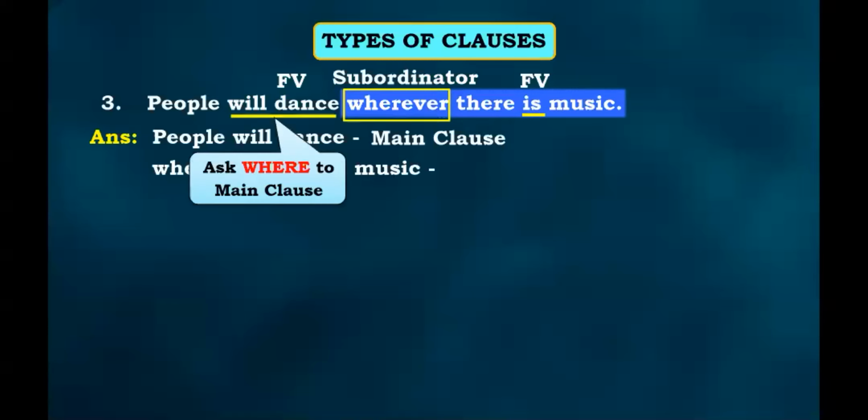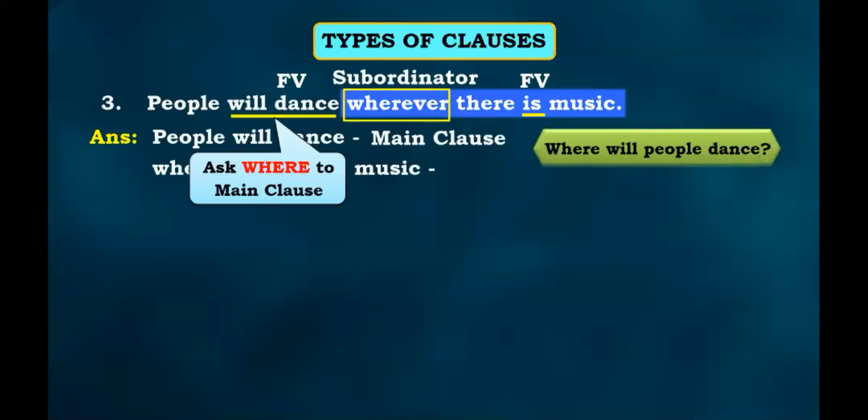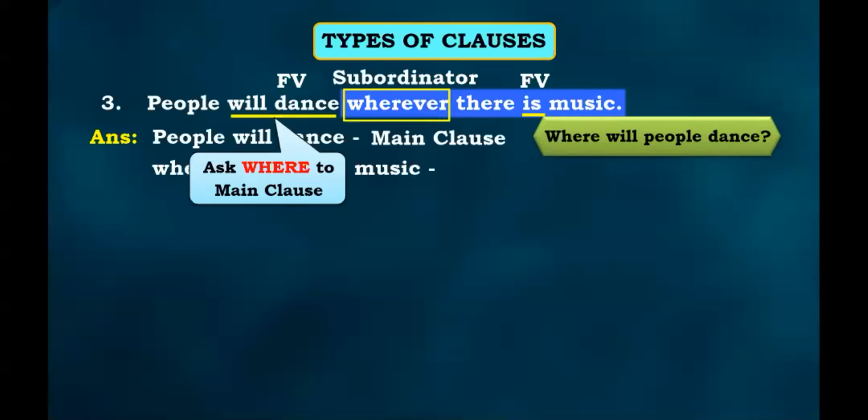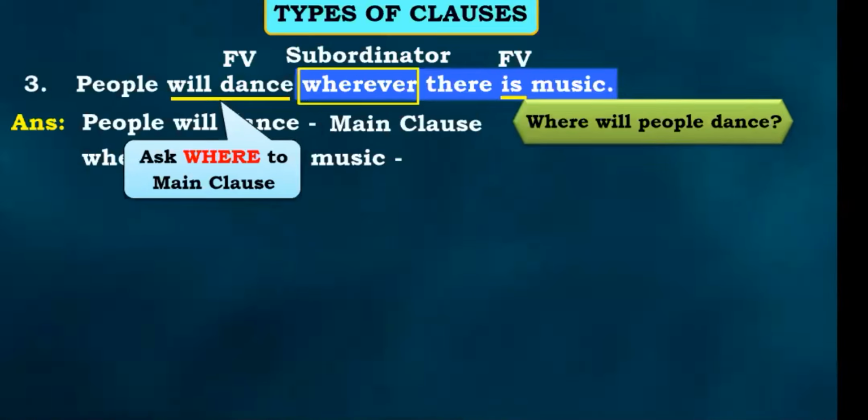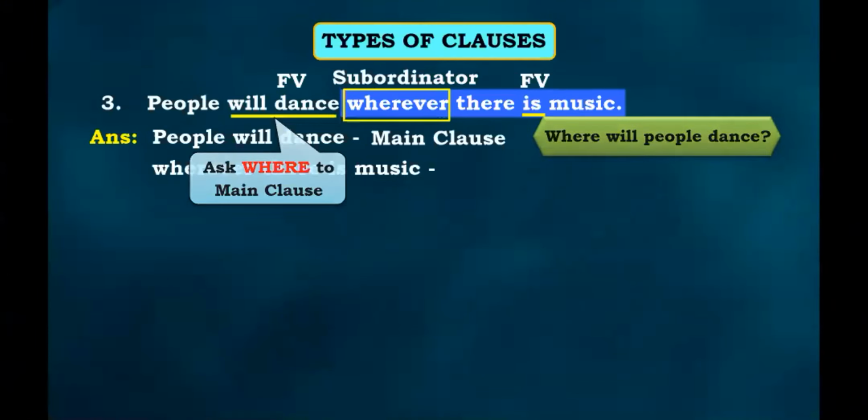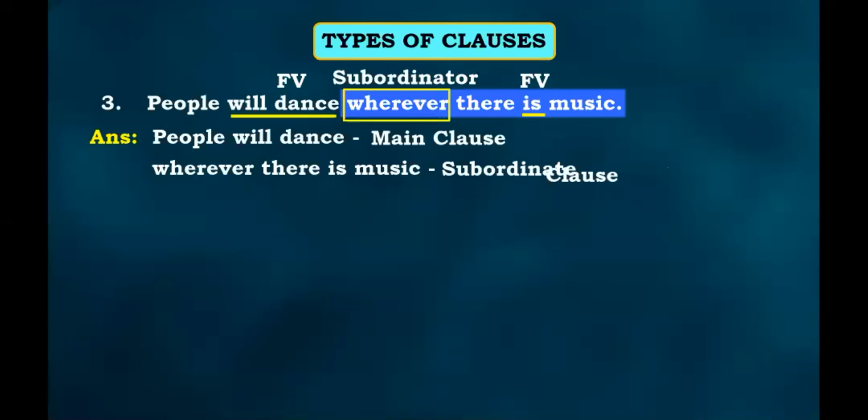Where will the people dance? Correct. Where? कहाँ पे? कहाँ पे नाचेंगे? जहाँ पे भी music होगा वहाँ पे. Very clear with this? So where will people dance? The subordinate clause is rightly giving an answer to this question. Okay. So whenever we can ask the question where, it is adverb. It is adverb of place. So the answer will be, sorry, subordinate adverb clause of place. Very clear with this?